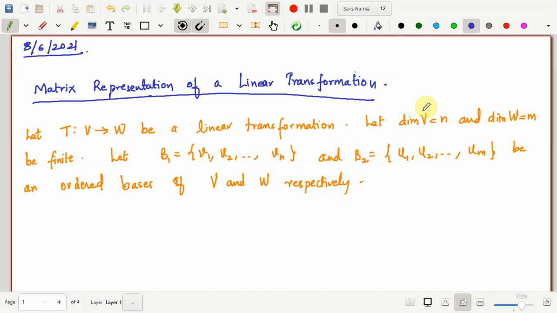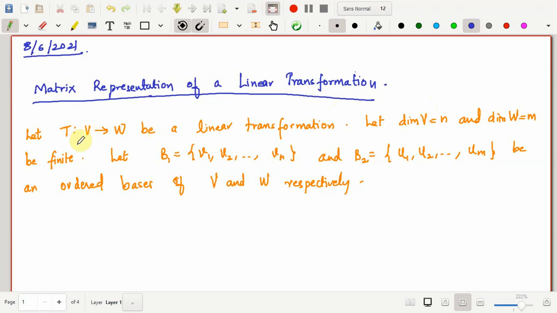In this small video we will see how exactly we construct that matrix of a given linear transformation and given ordered basis. So let's start with the topic: matrix representation of a linear transformation.